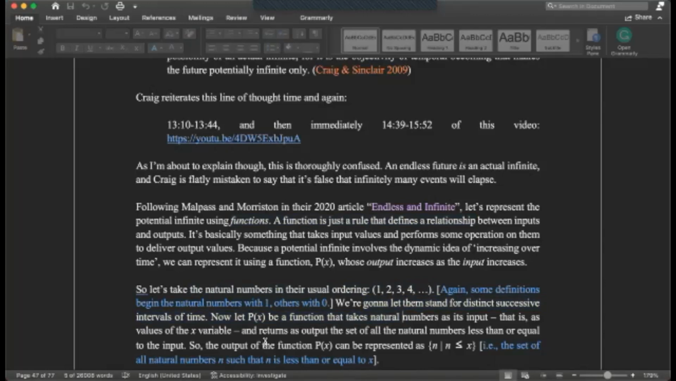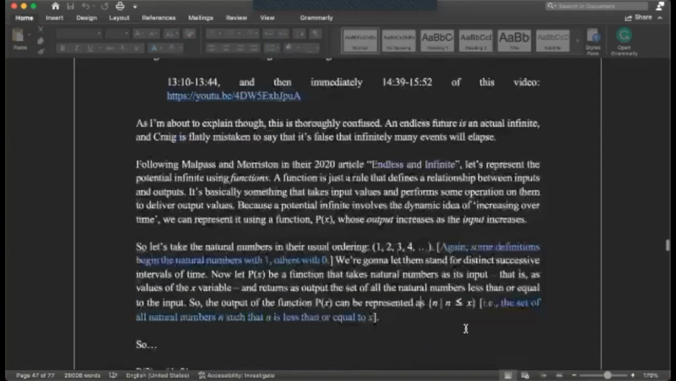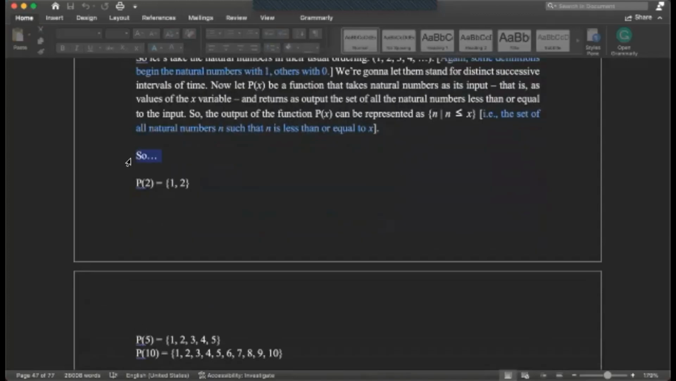So the output of the function p of x can be represented as the set of all natural numbers n, such that n is less than or equal to x. Let's test our understanding. p of 2 is going to be the set containing 1 and 2, right? Because remember, whenever you plug in some x value as the input, the output is just the set of all the natural numbers less than or equal to that input. So p of 2 is going to be the set containing 1 and 2.